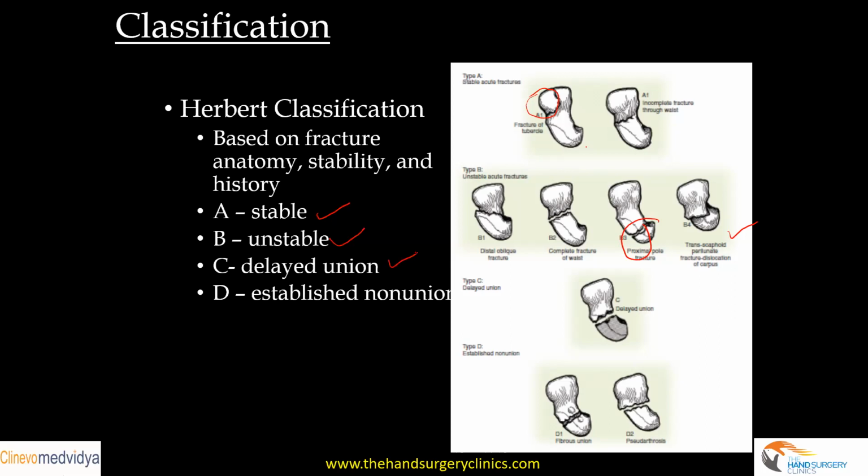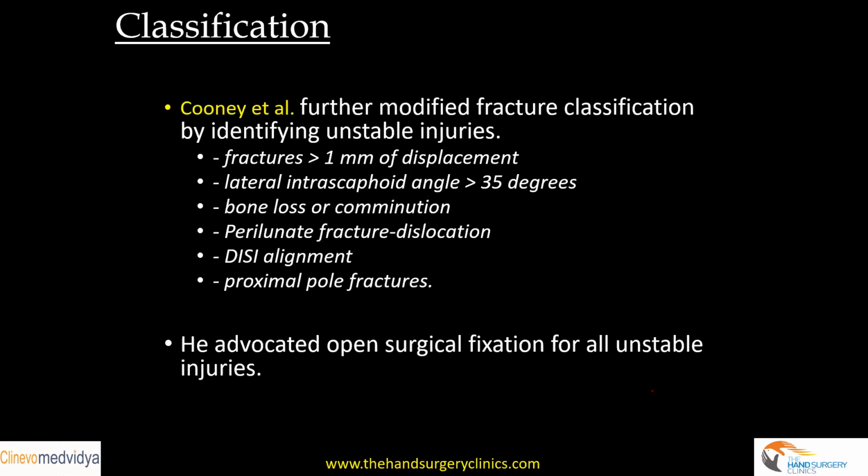Type C is a delayed union, as you can see here, and there is usually some fibrous non-union in this particular area. So this is again kind of an unstable fracture pattern. And type D is an established non-union, a late presentation, where you can see either a fibrous non-union or a pseudoarthrosis with cyst formation. So this is the Herbert classification.